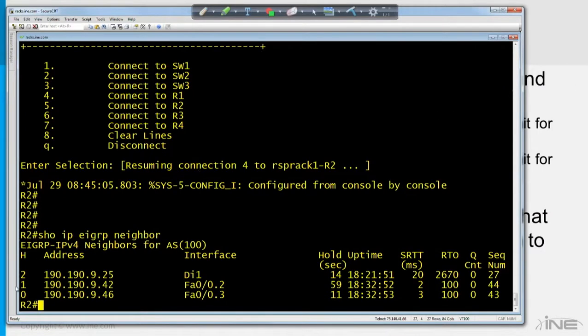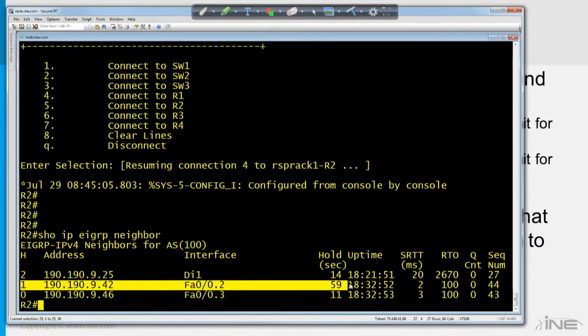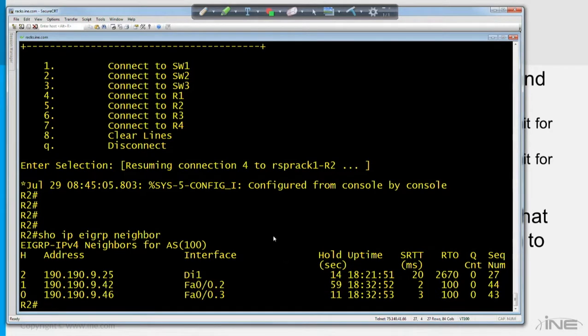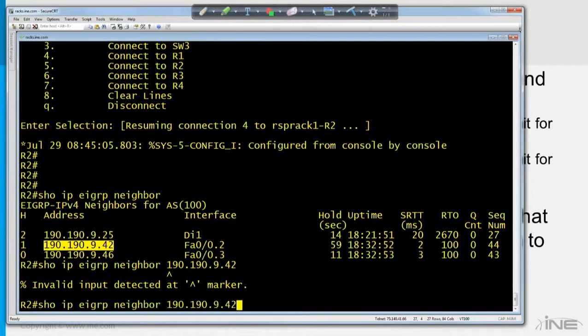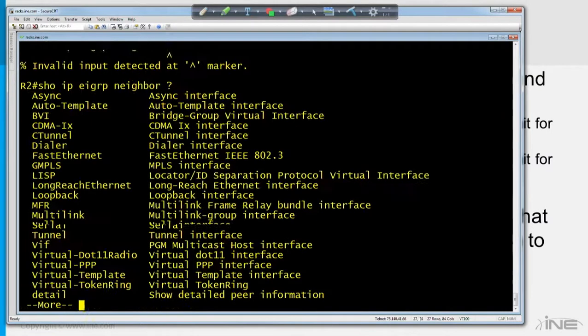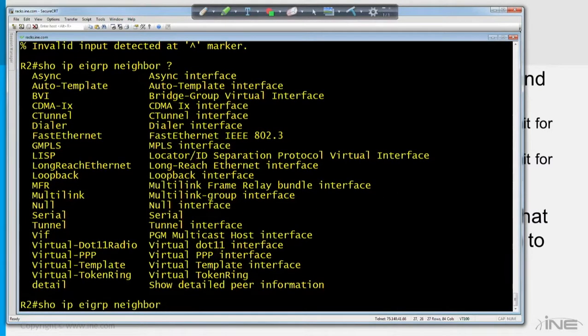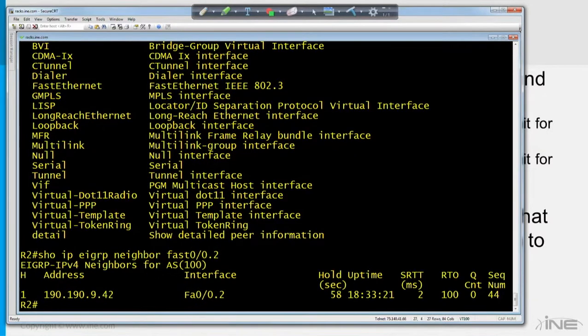And dot 42, here it is. And yep, pretty close, 59 seconds. We could also do this. Oh, I thought there was a way that you could zoom in on a particular neighbor. But you can do it on an interface, fast Ethernet 0/0.2. Yeah, so if you've got tons of neighbors, you could instead just select the specific interface where the neighbor lives.